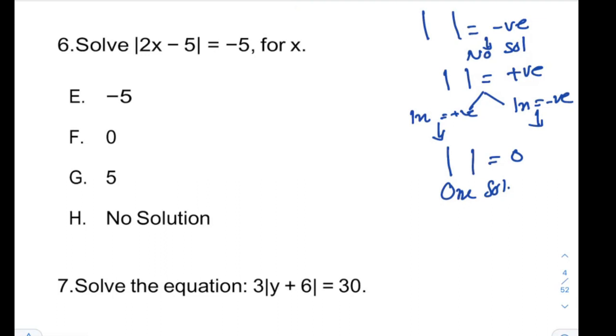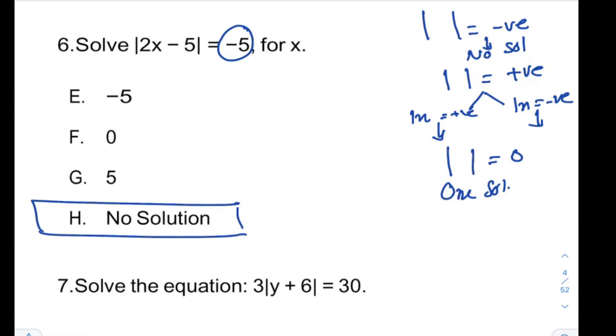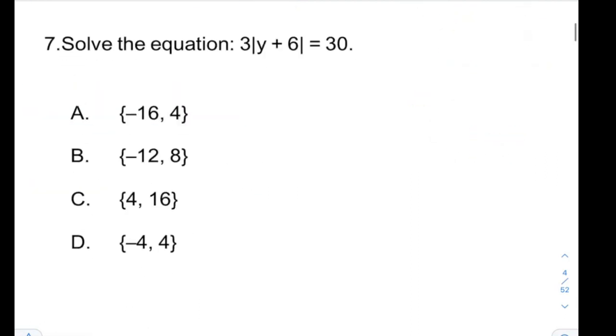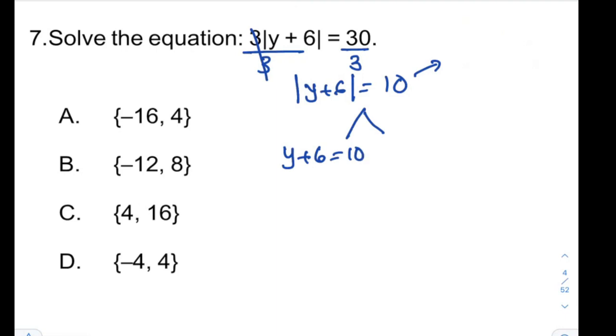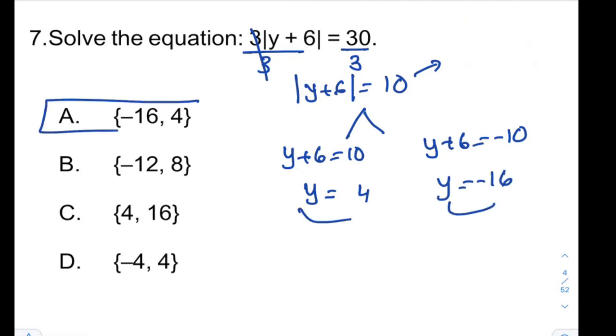Let's check this one. Absolute value on one side equals to a negative number. So without any solving, directly we can say no solution. Here, before judging, before starting, we have to isolate the absolute value alone. So first we will divide by 3 to get rid of the 3, and that means is equal to 10. Since this is positive, then we will have two solutions. Either y plus 6 is 10 or y plus 6 equals to negative 10. Solve each, and you will end up with two solutions mentioned in A.